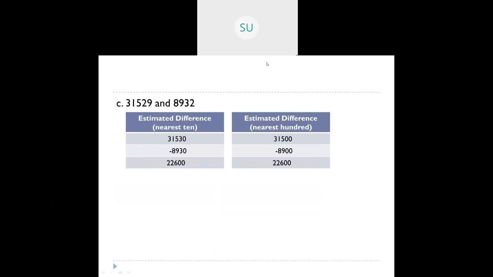Okay, so then solving last question 3C. So 31,529 and 8,932. To find the estimated difference here to the nearest 10, first we'll round off the numbers to nearest 10. So 31,529, when you round it off, becomes 31,530. Okay, and 8,932, rounding it off, becomes 8,930. When you find the difference between these two numbers, you get 22,600. All right, and estimated difference to the nearest hundreds. When you round it off to nearest hundreds, 31,529 becomes 31,500, and 8,932 becomes 8,900. When you find the difference between these two numbers, you get 22,600. So both the estimated difference for nearest 10 and nearest 100 here are 22,600 only. Both are same or equal.